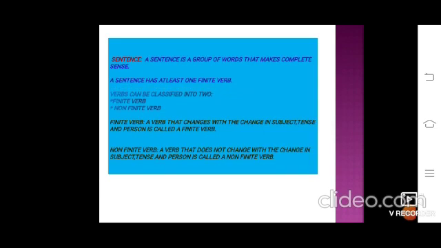Now before we go for simple, compound, complex, there are two to three criteria we have to clear. Now the sentence I have cleared. Now verbs can be classified into two major types, that is finite verb and non-finite verb. So what is a finite verb? As the name itself suggests, a verb that changes with the change in subject, tense and number is called a finite verb. This also I'll be explaining in the upcoming slides. A non-finite verb, as the name suggests, is a verb that does not change with the change in subject, tense and person.